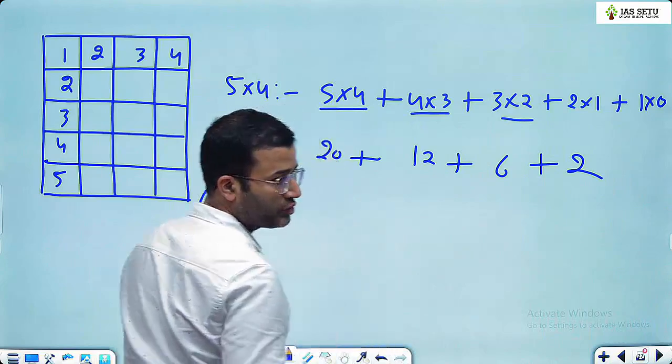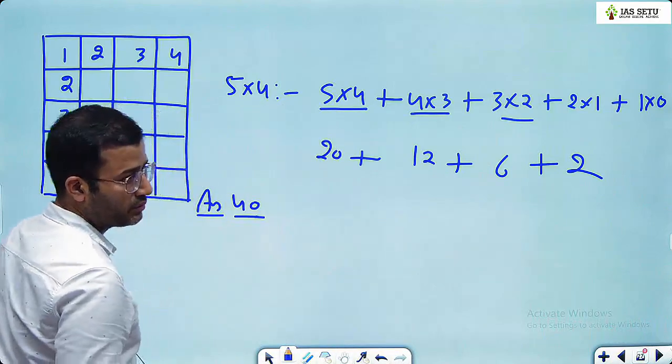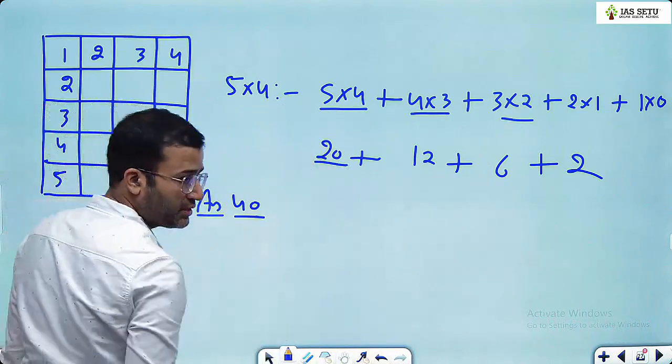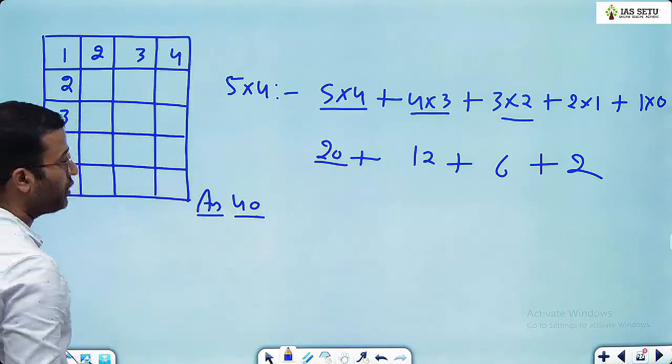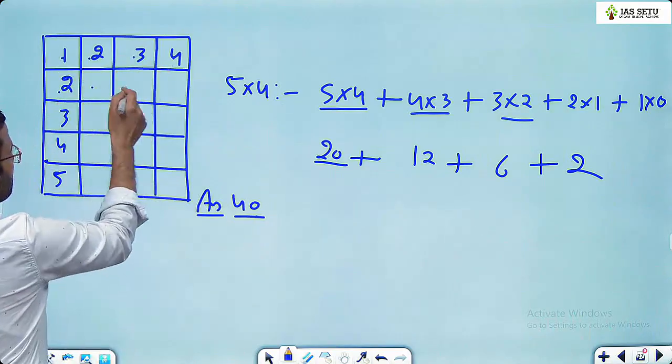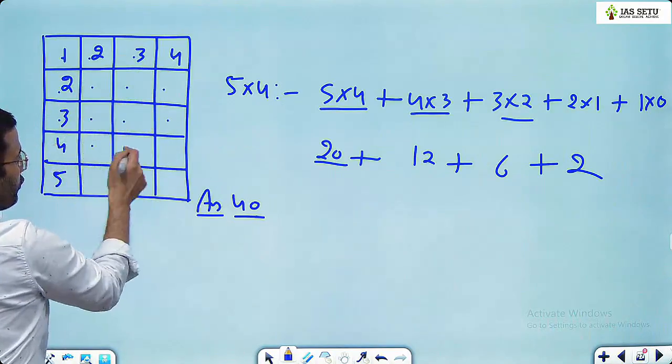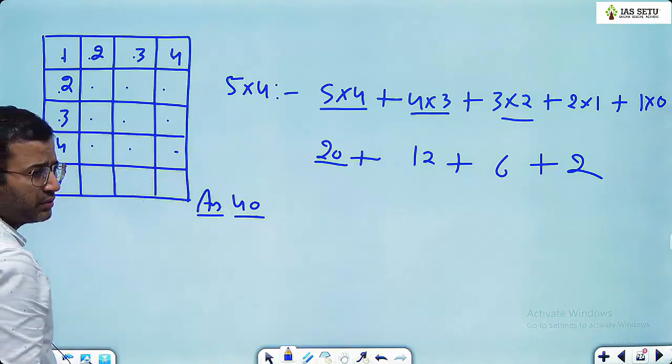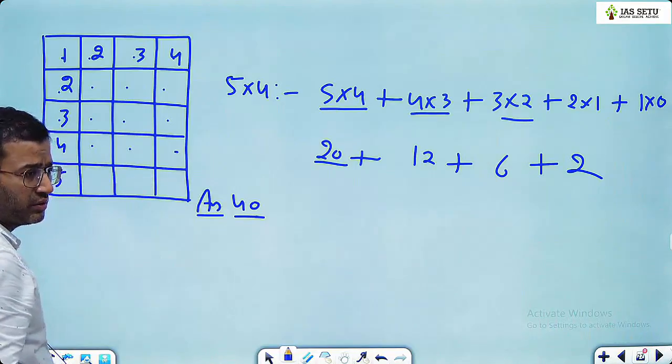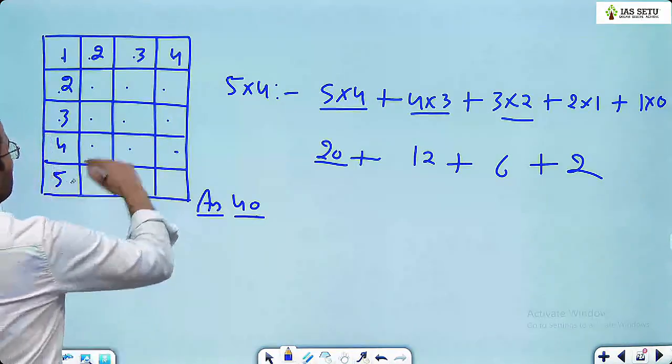What do you want to visualize? Like this formula you are deriving now, like 5... This 20, from where? These 1, 2, 3, 4, 5, 6, 7, 8, 9, 10, 11, 12, 13, 14, 15, 16. Like I am asking that 5 into 4 we are taking now, next 4 into 3.